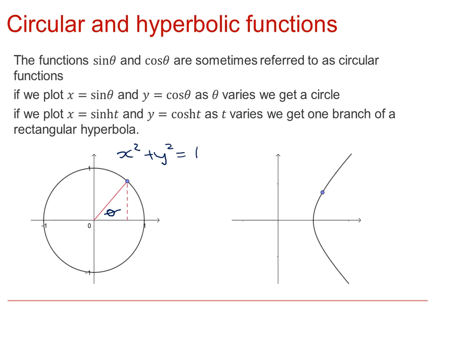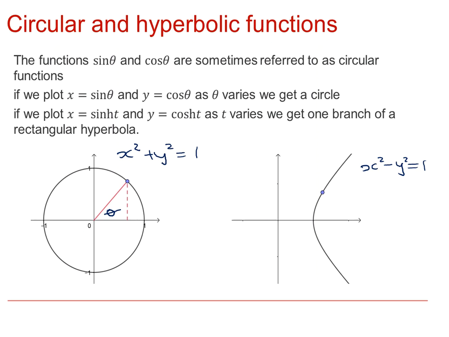If we plot x equals sinh t and y equals cosh t, as t varies, we get one branch of a rectangular hyperbola. Note that t does not relate to an angle, and that we would have x squared minus y squared equals 1. Note that the branch of the rectangular hyperbola is when x is positive.